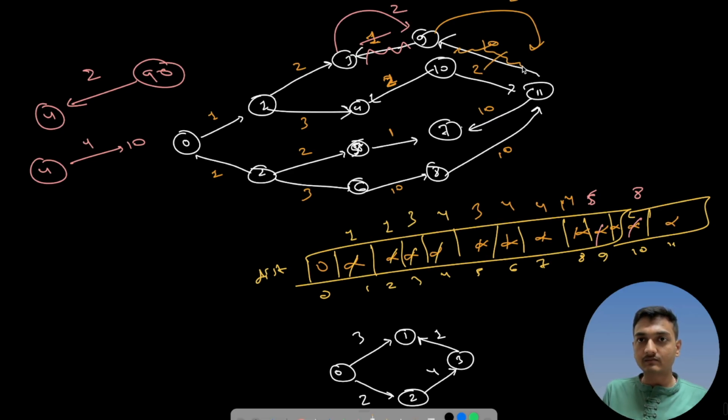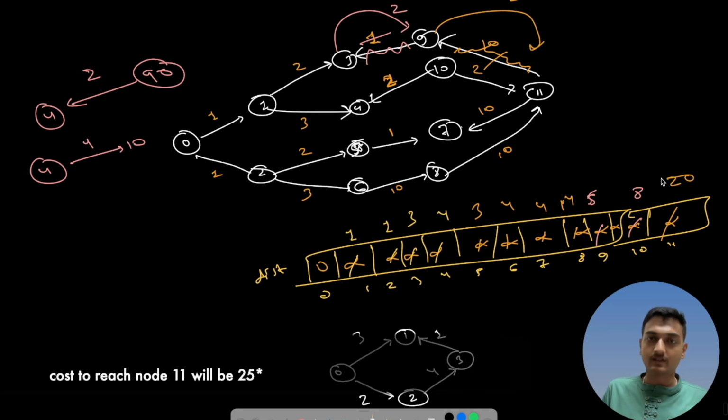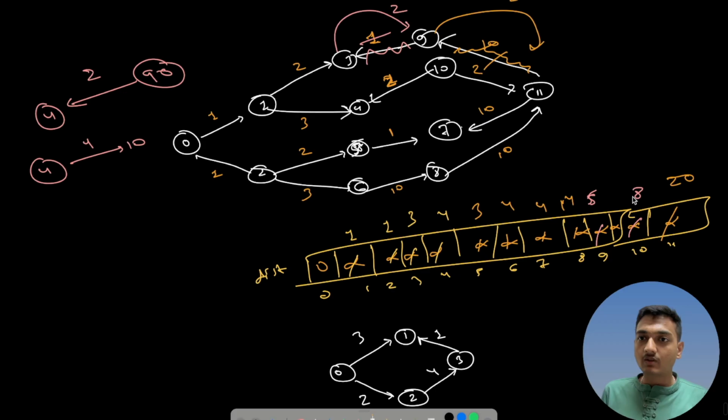Okay. Super. So what is the cost to reach 11? I think 20 is the cost. Yes, 20 is the cost. Now from 4, I am able to reach 10. Now, is there any way to reach 11? Yes, there is a way. What is the cost to 8? 10.